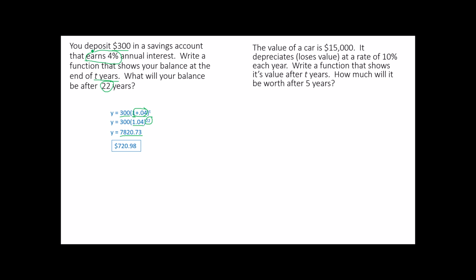Look over here. The value of a car is $15,000. That's the initial value. Notice it depreciates or loses its value at a rate of 10% every year. Write a function that shows its value after t years and how much would you owe after 5 years. Now this one is interesting because this is the first time we are losing value. So initially it's worth $15,000.